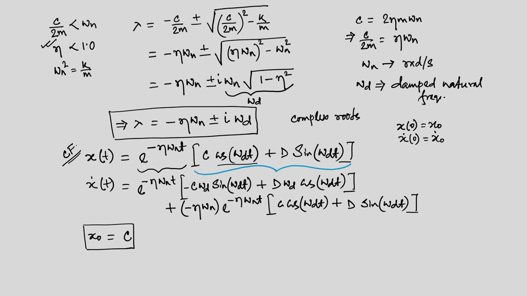What about the next one? For that, we satisfy the second initial condition. So, we have x naught dot, which is equal to D omega d, then plus this minus eta omega n, and from the third bracketed term we will have C.